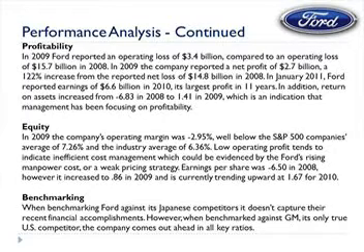Ford is experiencing an improving equity picture as well. In 2009, the company's operating margin was minus 2.95%, well below the S&P 500 company average of 7.26 and the industry average of 6.36. Low operating profit tends to indicate inefficient cost management, which could be evidenced by Ford's rising manpower costs or weak pricing strategy. Earnings per share has improved from minus 6.50 in 2008 to 1.67 for 2010.